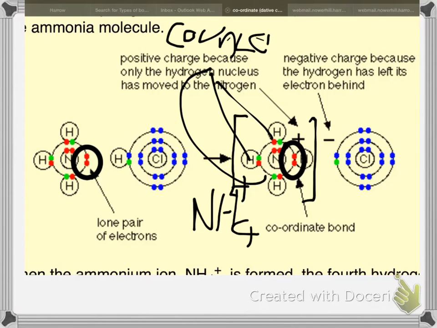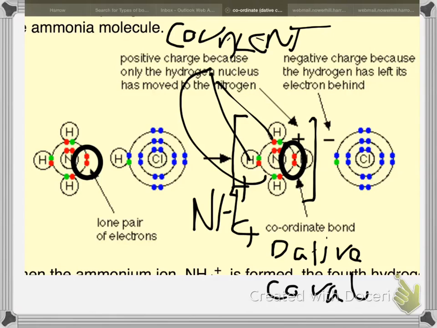In my fourth bond, I have the coordinate bond. It's also called a dative covalent bond, where both of my electrons have come from one central atom. It happens when I react ammonia with a source of H+, so an acid-base reaction.